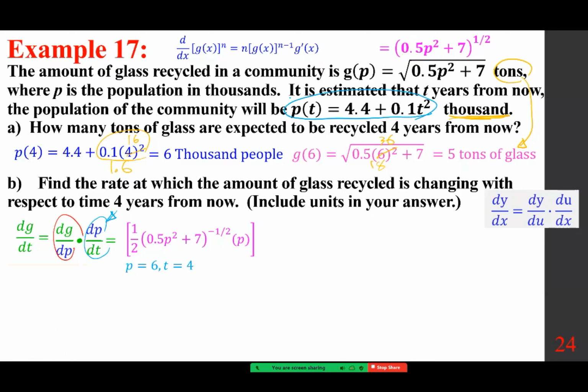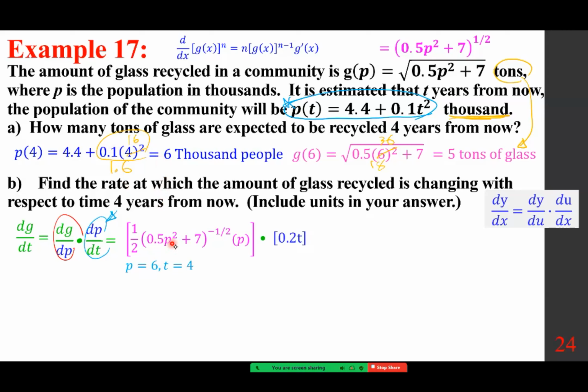Meaning we're going to work on this and differentiate it and put next to it that dP dt. So this is done. This is 0.1 times 2, 0.2t. This whole thing is simply 0.2t. And we know that P is 6 from the previous part, and t equals 4 here or here, doesn't matter. If you don't know that, you have to calculate it, okay? But we do know that from the previous part, so we're going to plug in.